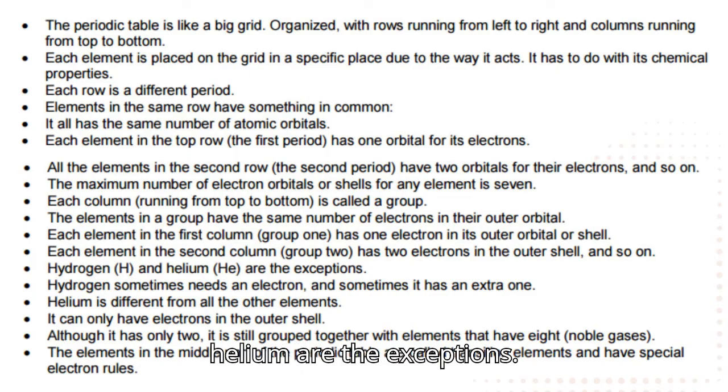Hydrogen, H, and helium, He, are the exceptions. Hydrogen sometimes needs an electron, and sometimes it has an extra one. Helium is different from all the other elements. It can only have electrons in the outer shell. Although it has only 2, it is still grouped together with elements that have 8, the noble gases. The elements in the middle part of the periodic table are called transition elements and have special electron rules.